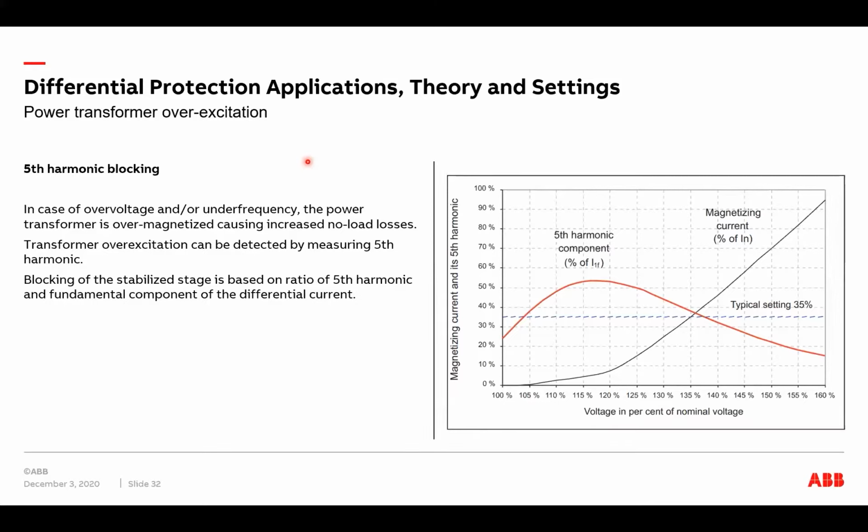Now, how can we detect this kind of overexcitation situation? Well, we can use the fifth harmonic in this case to detect the overmagnetization situation. And based on this fifth harmonic, we can then block the differential protection.